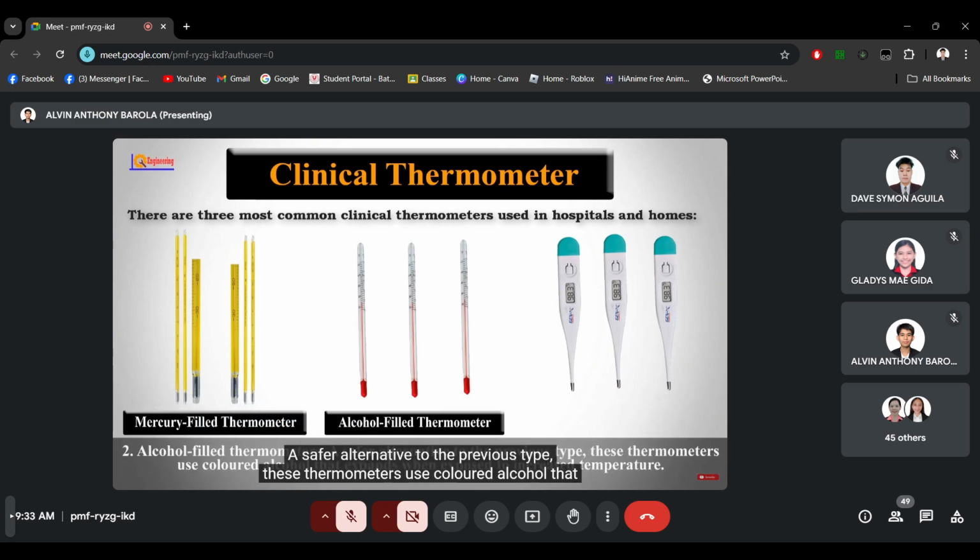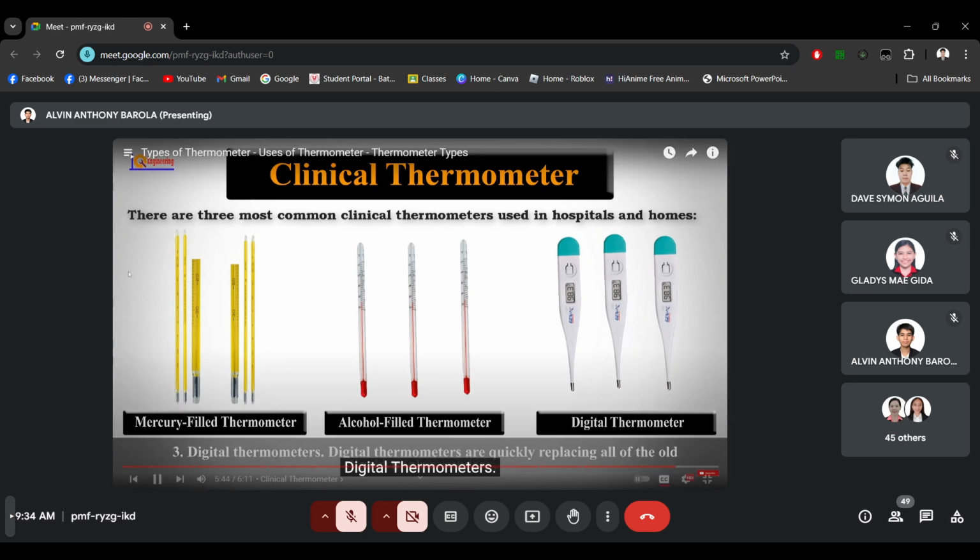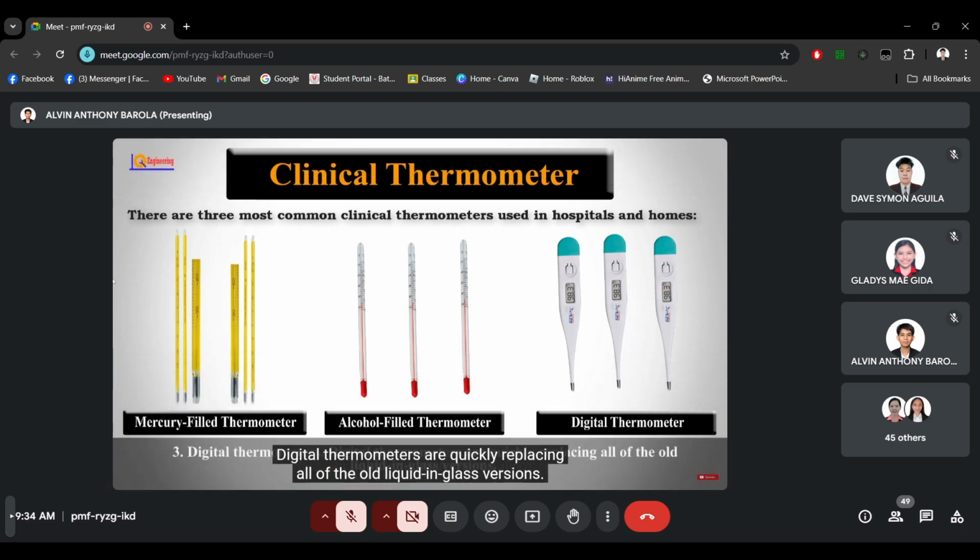Alcohol-filled thermometers. A safer alternative to the previous type. These thermometers use colored alcohol that expands when exposed to increased temperature. However, both of these liquid-filled thermometers require some time to show the temperature. If you want immediate results, consider one of the following options. Digital thermometers. Digital thermometers are quickly replacing all of the old liquid in glass versions. They are fast, accurate, and convenient. With the help of oral, rectal, and armpit digital thermometers, you can get your results in mere moments.